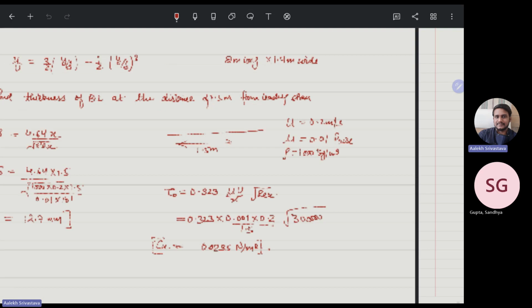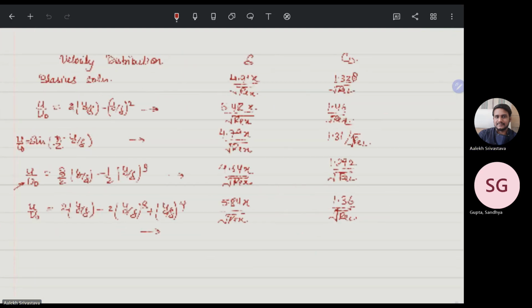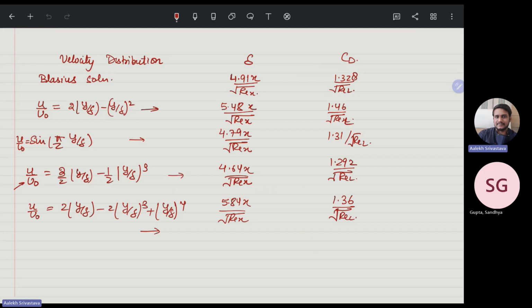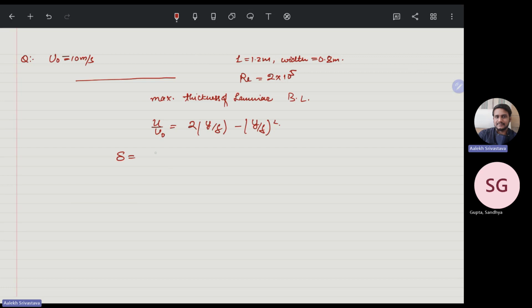So if you see this part, here this is quadratic. For the quadratic velocity profile, the thickness is delta equal to 5.48 x upon root of Re_x. But we don't know in the length of 1.2 meter where this particular Reynolds number will exist.